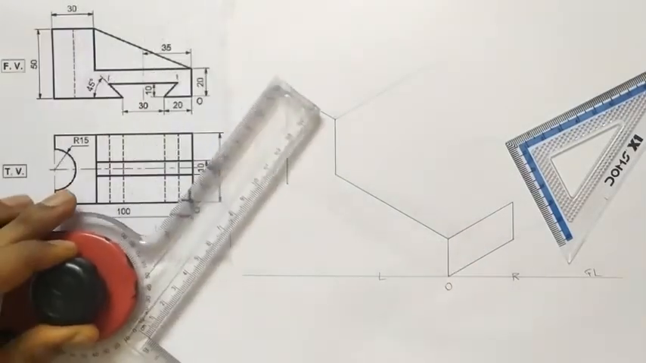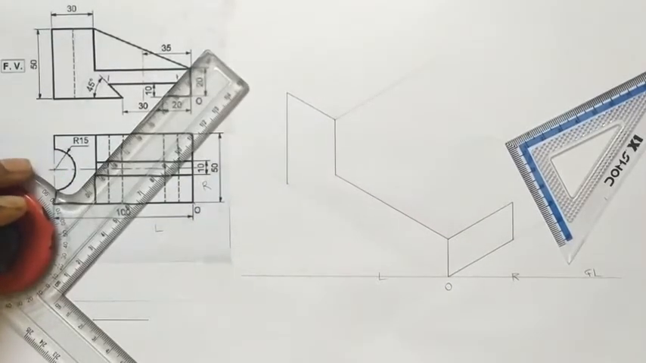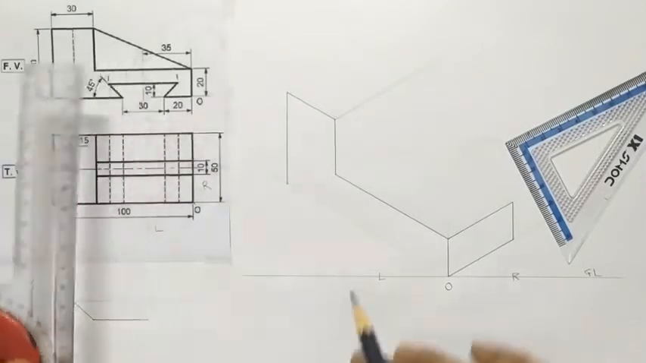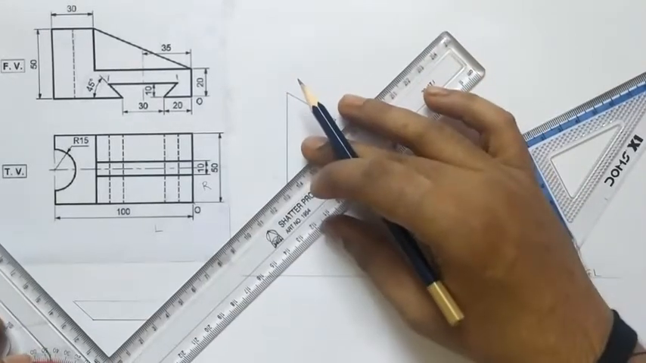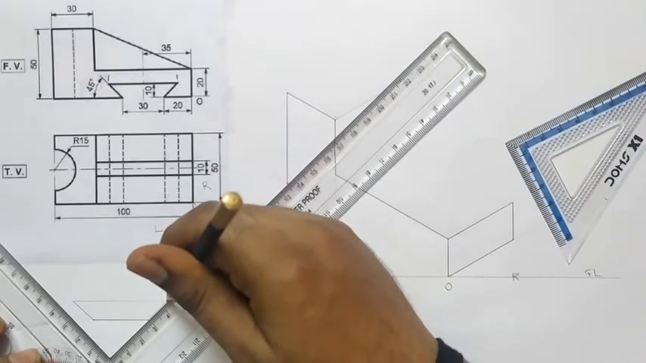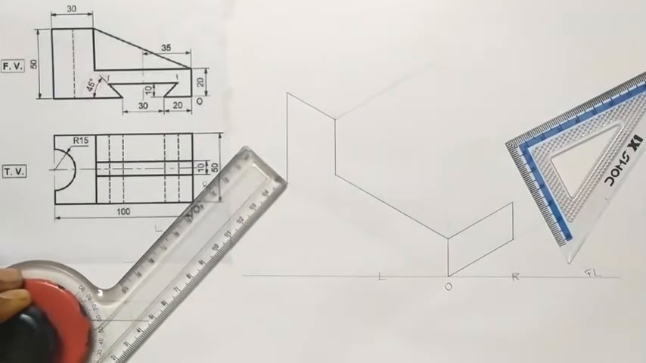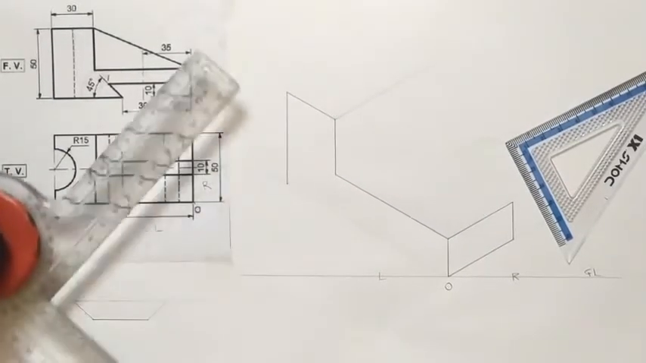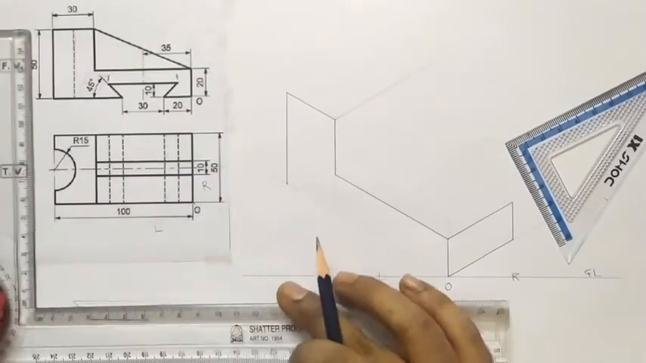Right? And now I will take the 45 degree angle with the help of drafter. I will take 45 degree. So here it is the 45 degree. Another angle, 45 degree. Wait, 45 degree, right? Okay.